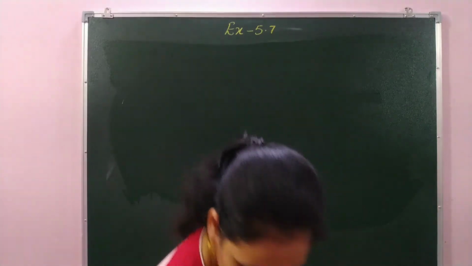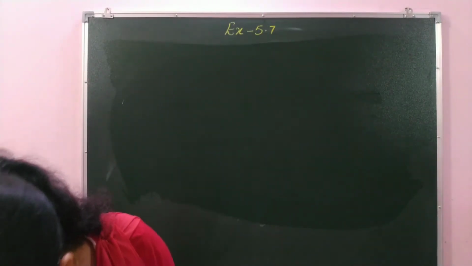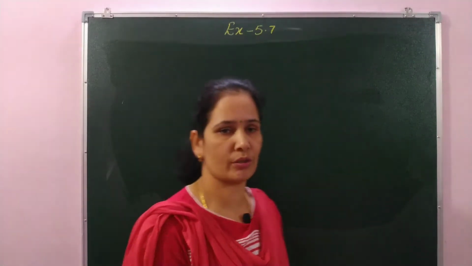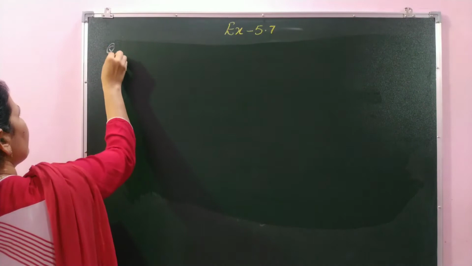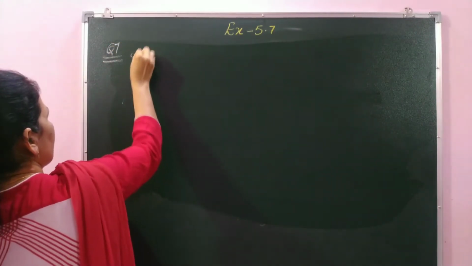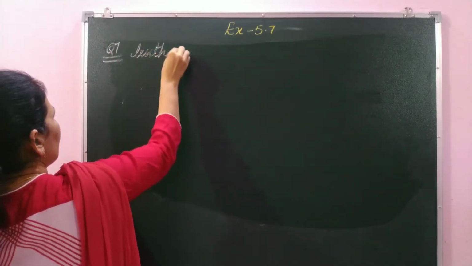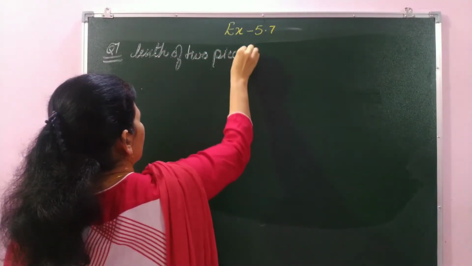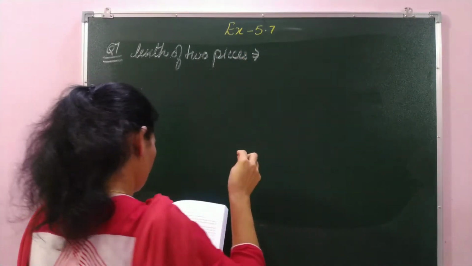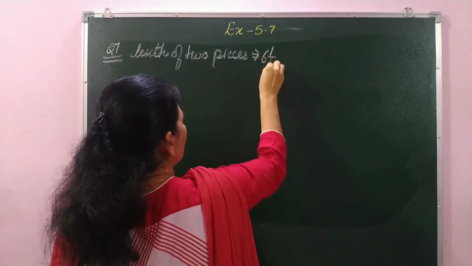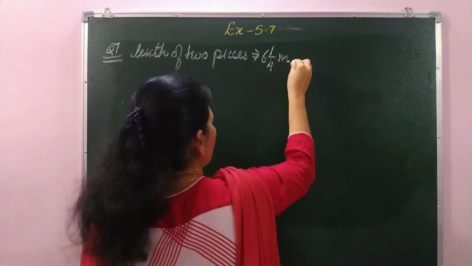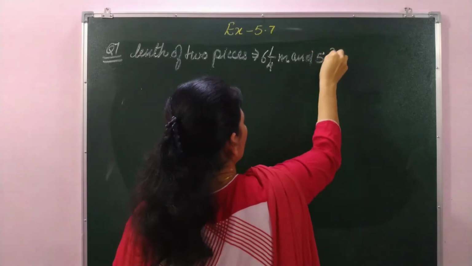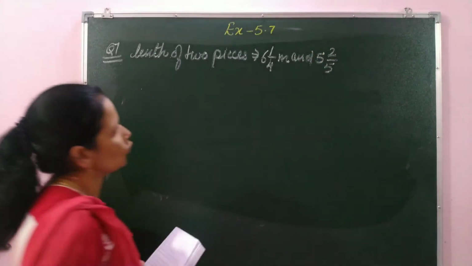Okay. Now after that, question number 7. In question number 7, they have given Simone has 2 pieces of clothes. The lengths of the 2 pieces are 6 1 by 4 and 5 2 by 5. This is the length of 2 pieces.